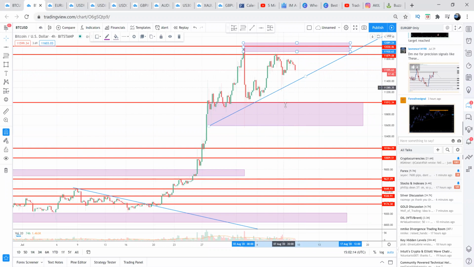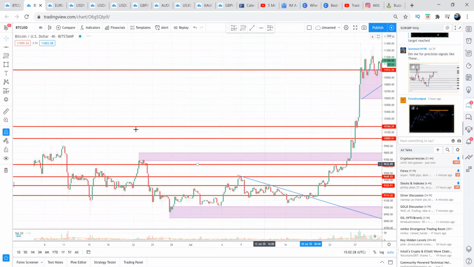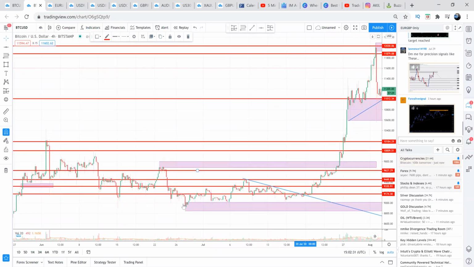So this is definitely great during ranging markets, where the market is going sideways. You could just buy and get out, sell. It's good for ranging markets. So now let's go back a little bit, and over here, as you can see, it's another example of demand.